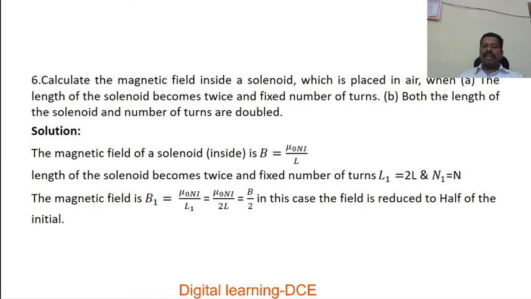The length of the solenoid becomes twice with a fixed number of turns. Then L1 is equal to 2L and N1 is equal to N. In that case, the magnetic field B1 is equal to mu naught N I by L1, that is mu naught N I by 2L, that is equal to B by 2. In this case, the field is reduced to half of the initial value. This is the first case.